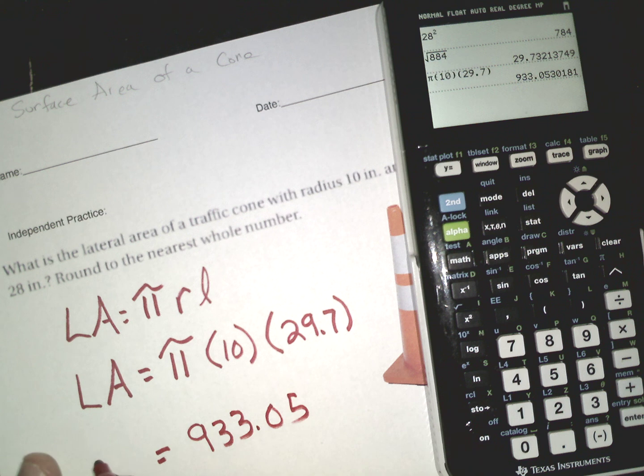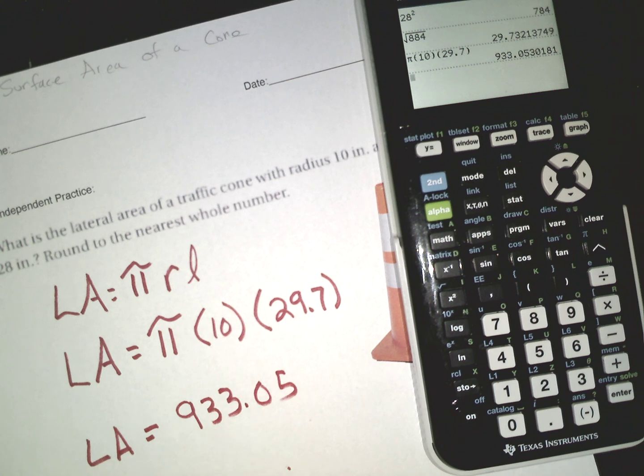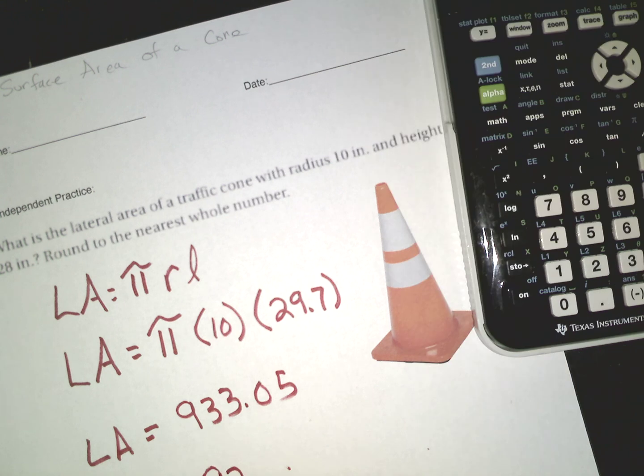933.05 is our lateral area. I look at this next number because I have to round this to the nearest whole number. So I don't want to have any decimals. This is 0. If it was 5 or more, I raise it, but it's 0, so I keep it there. So the lateral area of this traffic cone is 933 square inches. Or you can write it inches squared.